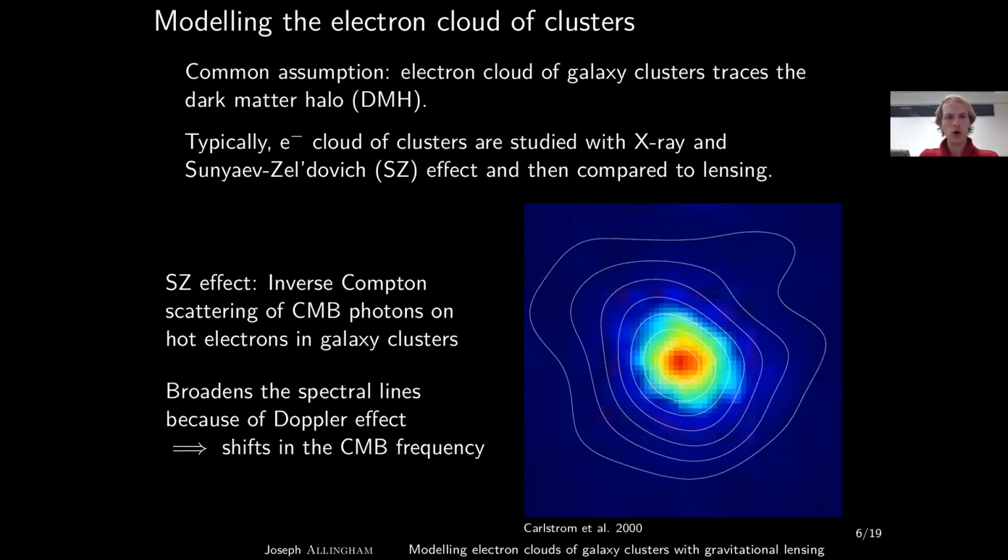So just a few words about SZ. SZ is the inverse Compton scattering of background CMB photons that come to hit the hot electron gas of the galaxy cluster. And this actually broadens the spectral line and shifts the photons, so they're not all at their initial CMB frequency. So we can observe that sort of spot on the sky.